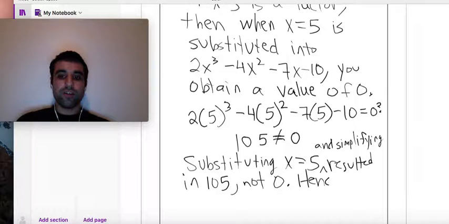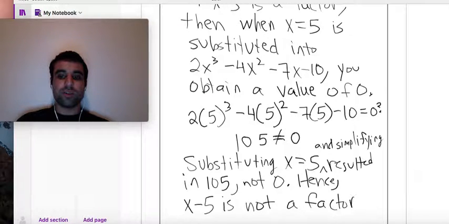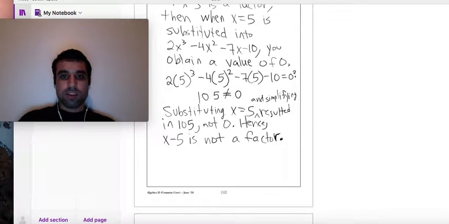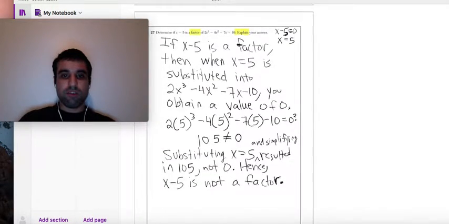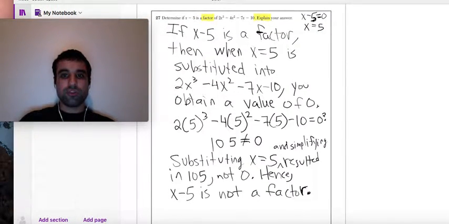Hence, or therefore, x minus 5 is not a factor. All right, there were a lot of ways that we could have done this. There were ways we could have actually done this faster, but I kind of started one way and flew with it. That's number 27, all right? You could have said it actually a lot more, with a lot less words.